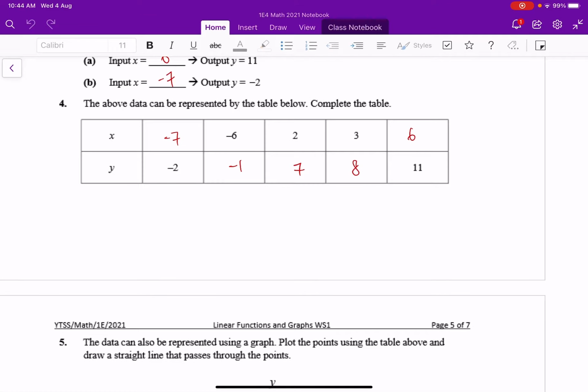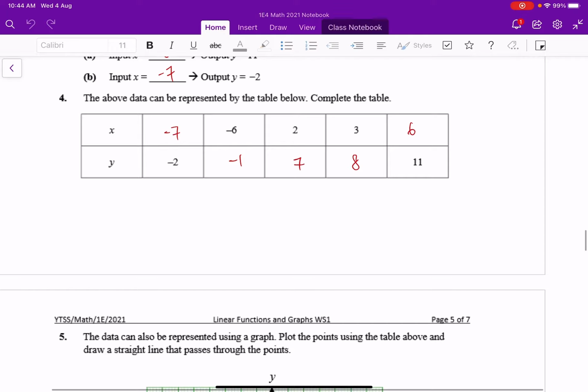Okay, hello all. In the previous lesson, we stopped at page 4, right? I asked you to fill up the table. So, we are going to move on to page 5 now. Page 5 is asking you to plot the graph, okay, using the table above.